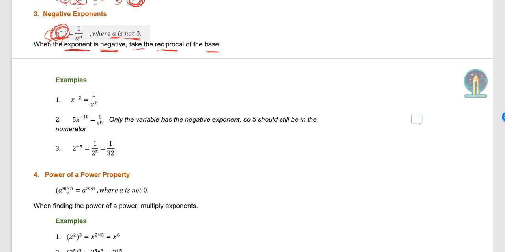Let's look at some examples. X to the minus 2. So again, just flip it over. This is the same as x to the minus 2 over 1. So again, just take the reciprocal. So that becomes 1 over x squared. So you take the reciprocal of the base with the absolute value of the negative exponent. If it were negative, you just make it positive, but then having flipped it means you got rid of the negative sign.